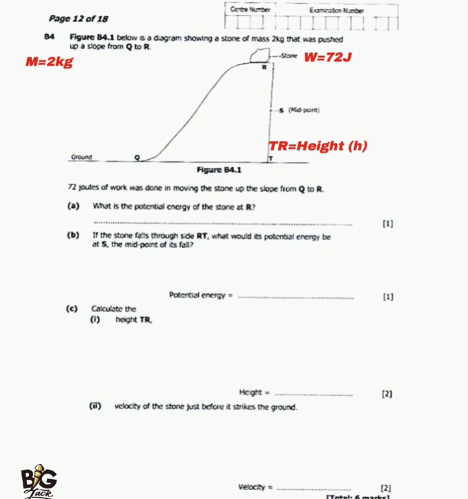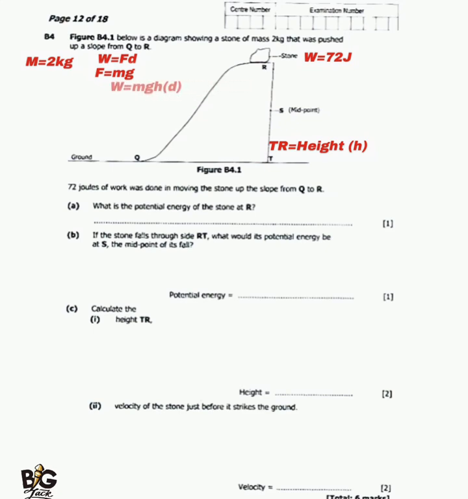So I'm going to say work done is equal to force multiplied by distance. Now we know that force is equal to mass multiplied by acceleration. In this case, we can take acceleration due to gravity. So where there is the force in our work done, we can put mg.